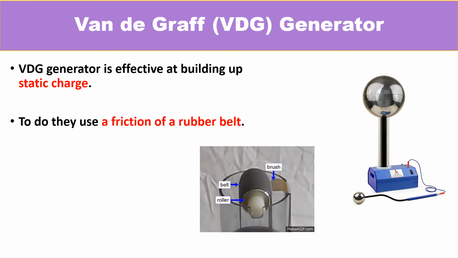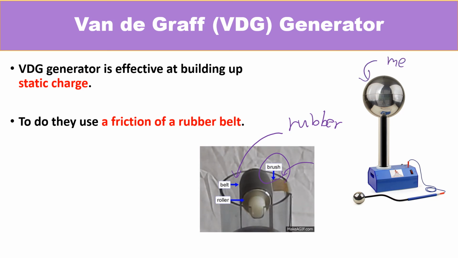We use friction. As you may see, there is a rubber belt, and the rubber belt touches this brush. By undergoing this touching, we're actually making this metal head either positively or negatively charged.